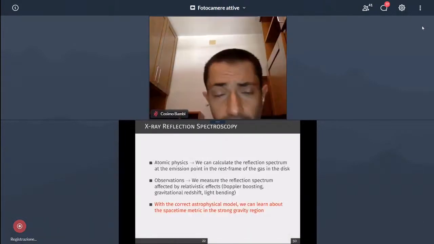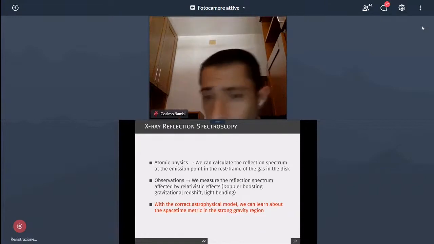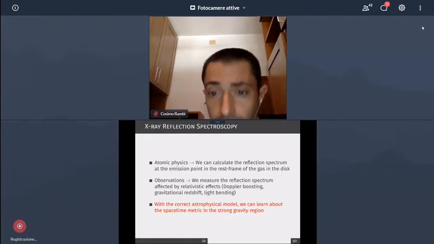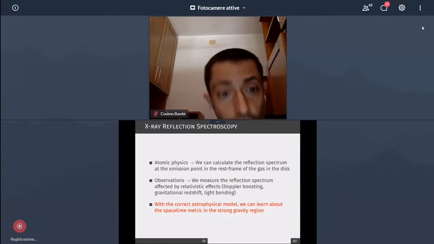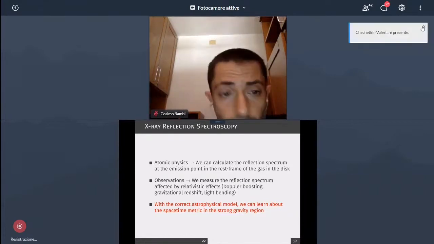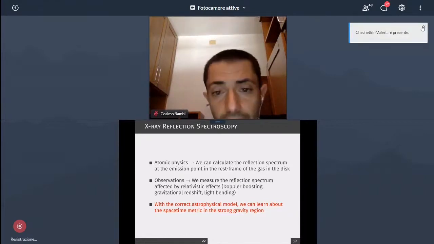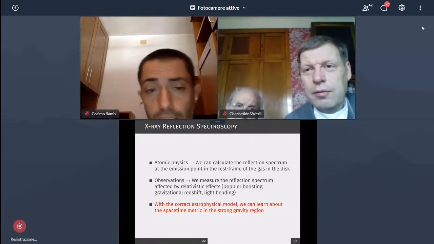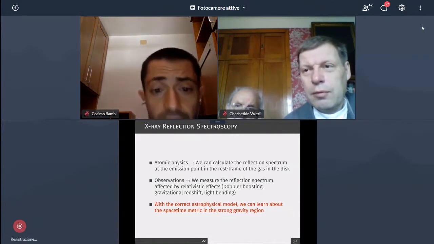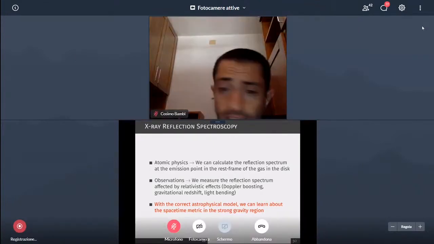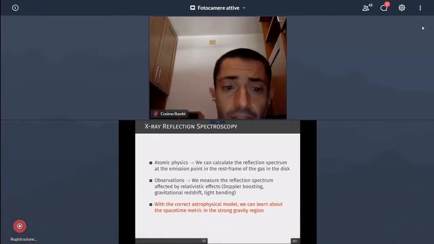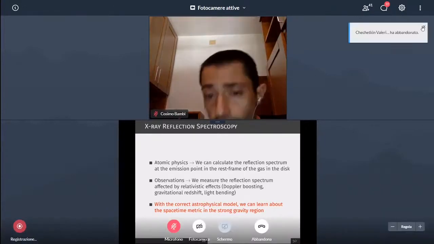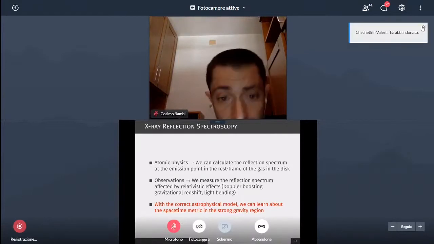So we assume to know atomic physics because this is the same as the one in the laboratory. So we can predict the reflection spectrum at the emission point. This is an assumption, of course, because there are theories in which this is not true. Then you have observation. You can measure the reflection spectrum of the black hole far from the source. And then the connection between these two ingredients is the astrophysical model, in the sense of the model for the accretion disk and the corona, and the spacetime metric. So if you have a correct astrophysical model, you can think of learning something about the spacetime metric.